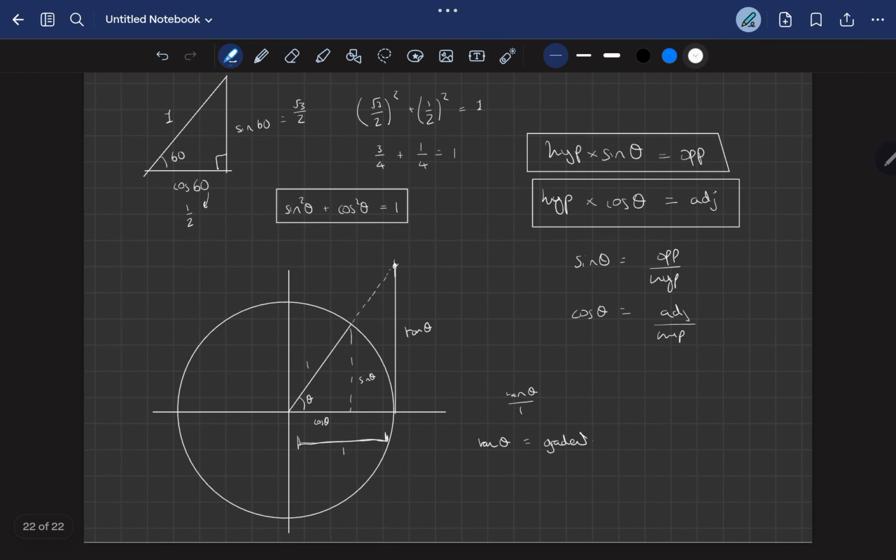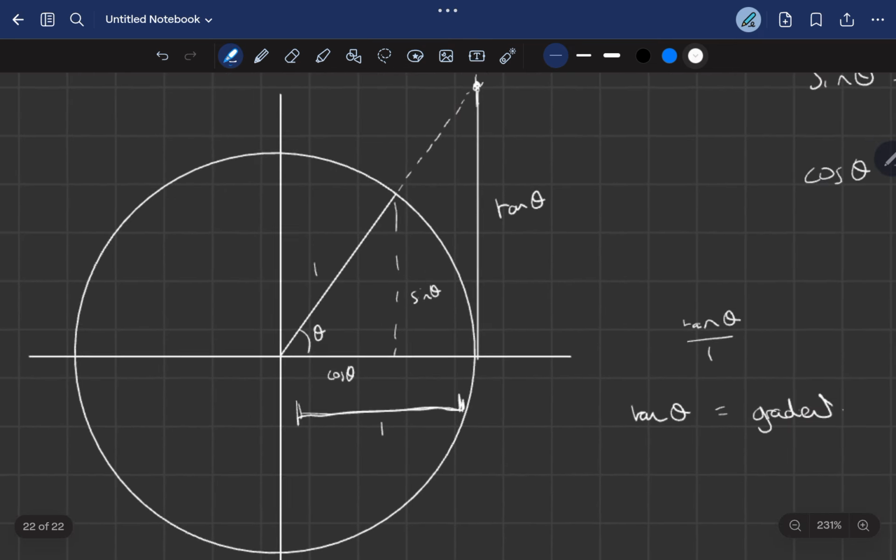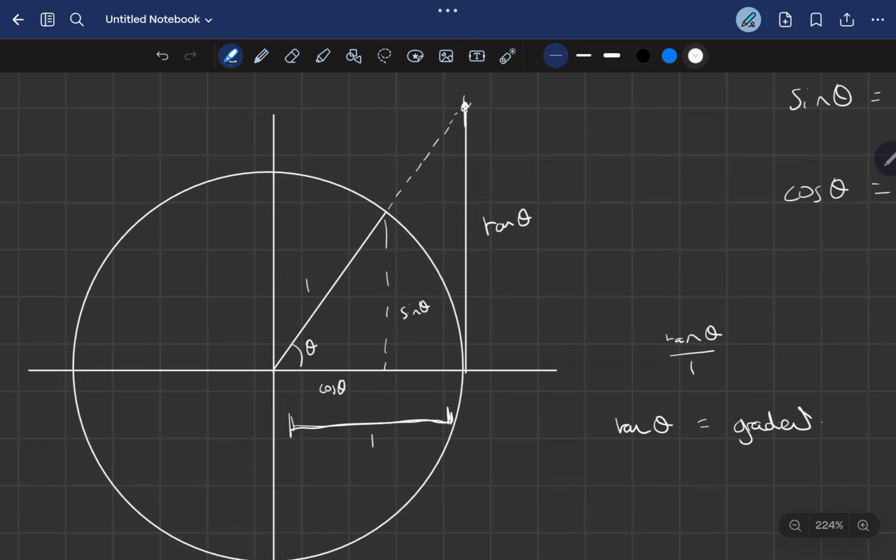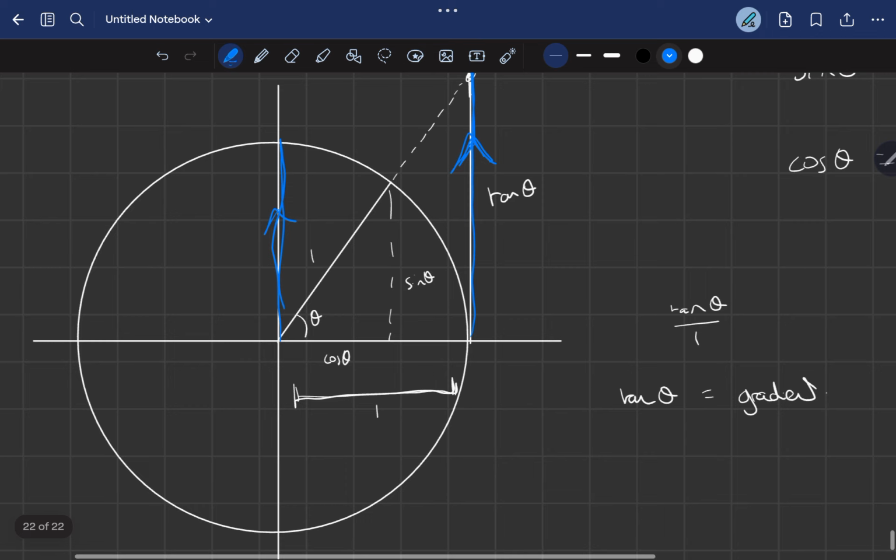But I want to point out something very important here. If the angle of theta is 90 degrees, so in other words, it is going straight up, okay, then these two lines will be parallel. So they never meet. AKA, the length of this blue line right here would go on infinitely. So in that case, you'd write tan of 90 is undefined.